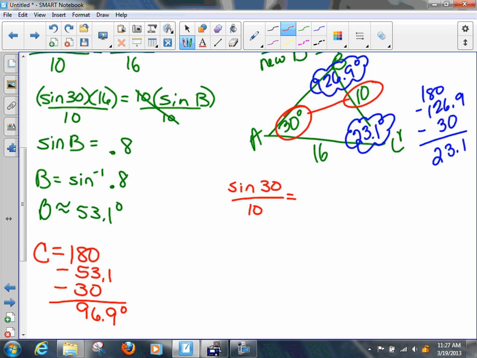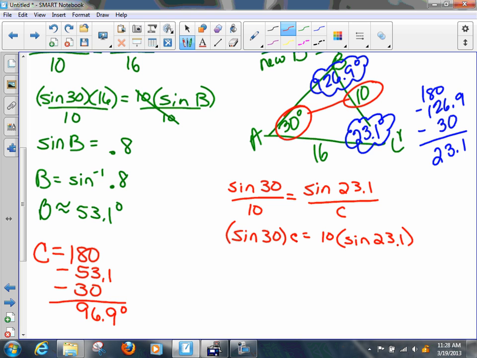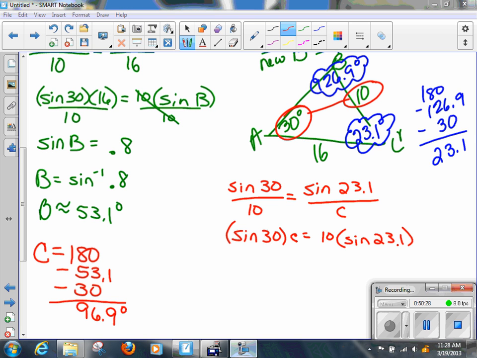Sine of 30 over 10 equal to sine of who? 23.1 over side C. And we do the same thing. Sine of 30 times C is equal to 10 times sine of 23.1. Folks, solve for C for me, please. You don't need me to. What do you end up with for the supplement triangle side C? 7.8.